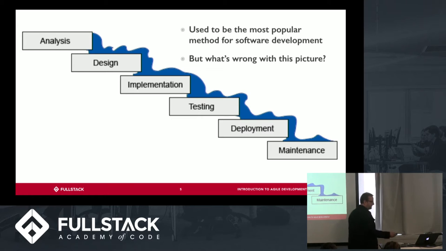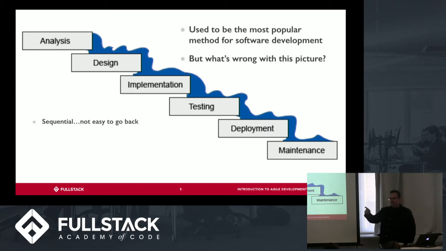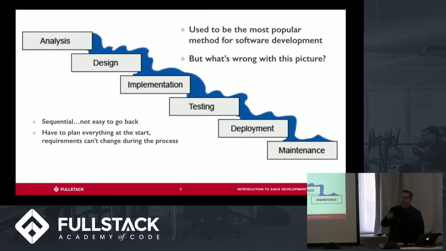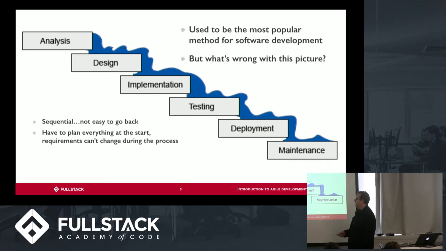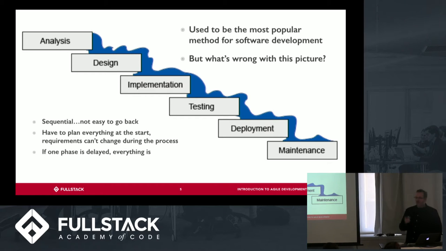Okay, so to sum up here, it's sequential. It's not easy to go back and forth. You have to plan everything at the start. So you have to know all of your requirements up front, and they can't change. And if one phase is delayed, then everything is.